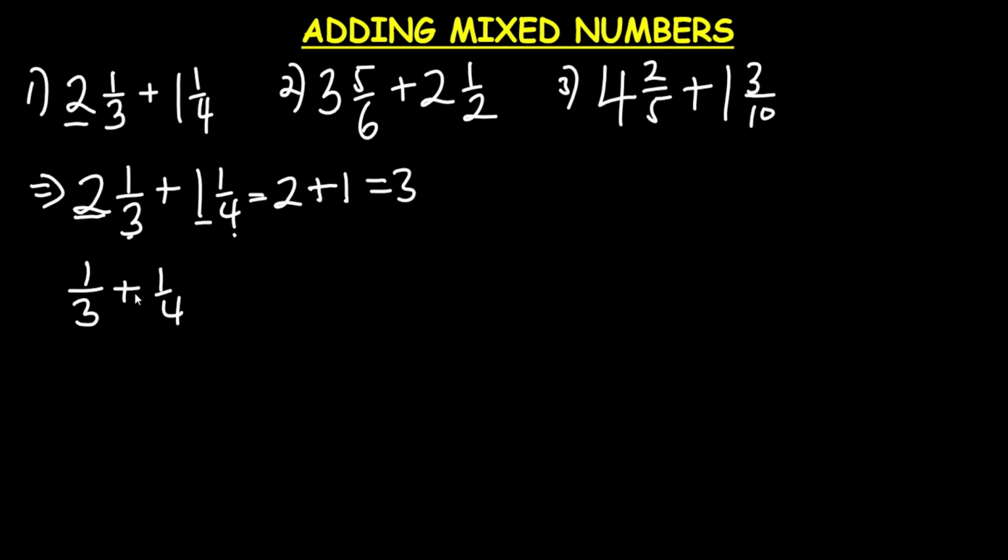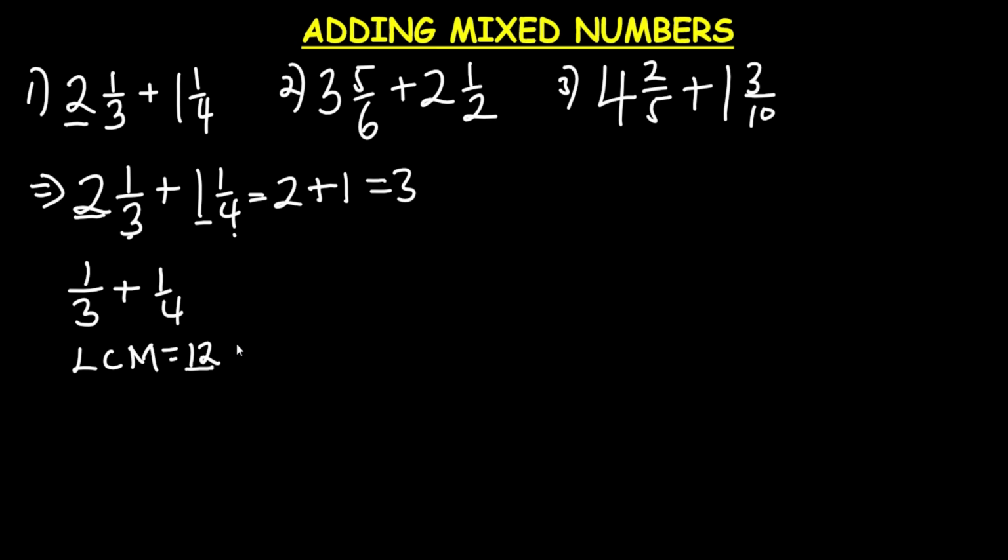So that will be 1 over 3 plus 1 over 4. Now for 1 over 3 plus 1 over 4, I can't just go straight away and add the numerators and the denominators. I need to find the LCM of 3 and 4. And the LCM of 3 and 4 is 12. If you don't know how to find the LCM of numbers, you can check my video on how to find the LCM of two numbers. So the LCM is 12.